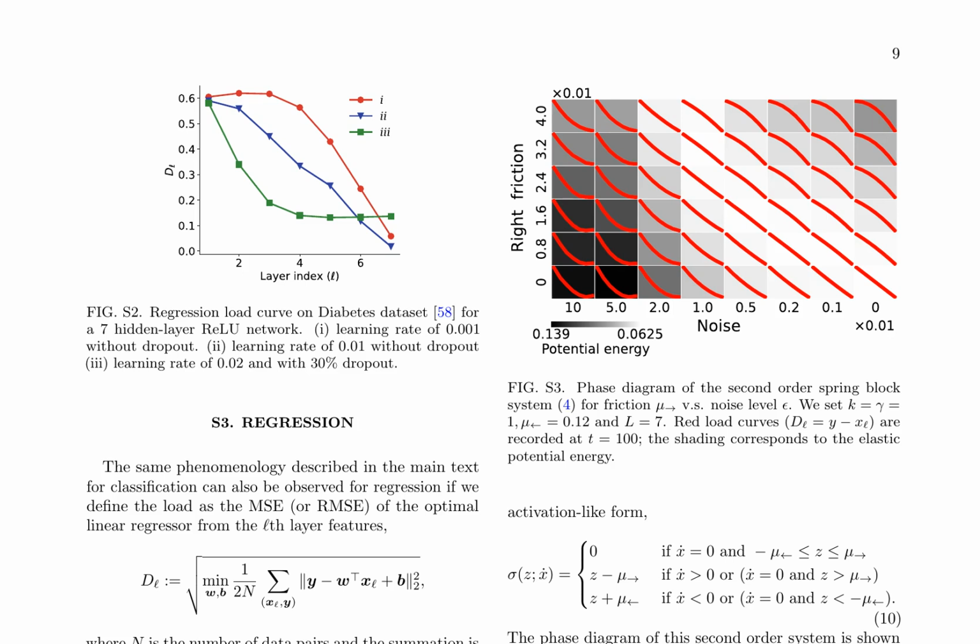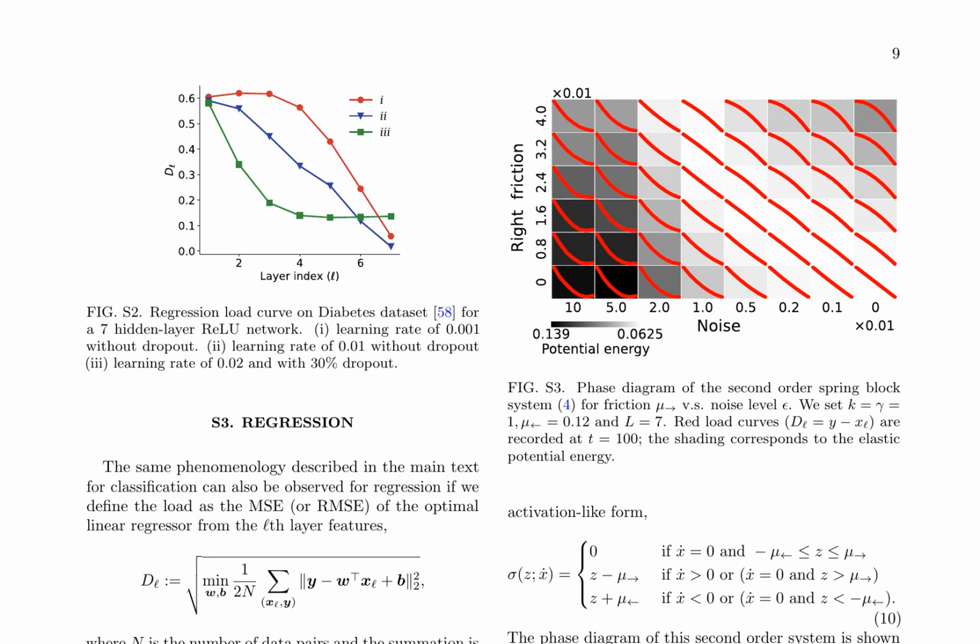The authors explore the phenomenology of neural networks through the lens of regression and the spring block system. In the context of regression, they define the load as the mean squared error of the optimal linear regressor from the L-th layer features, denoted as D_L. This load exhibits a convex curve under noisy training and a concave curve under lazy training, as illustrated in Figure S2.